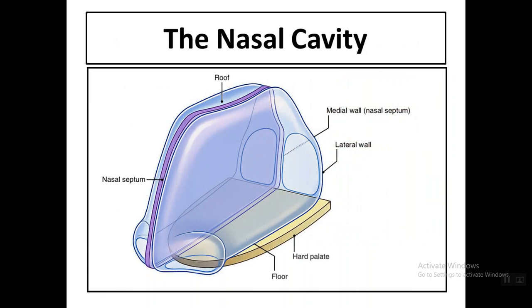The nasal cavity is divided into two halves, as we said, by the nasal septum, into right and left halves. Each nasal cavity has a roof, floor, lateral wall, and medial wall. The medial wall is formed by the nasal septum.